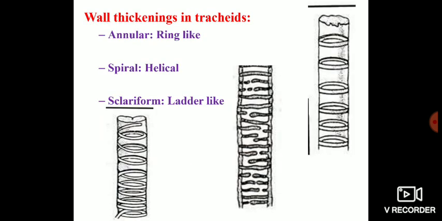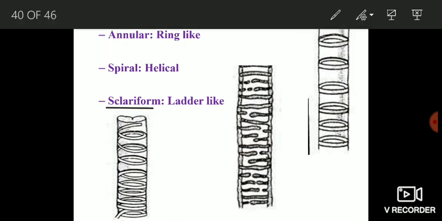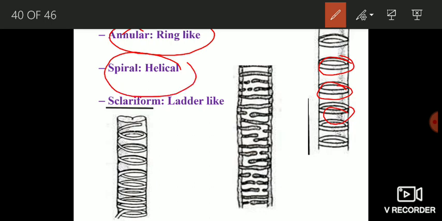Now, the pattern of wall thickness in tracheids. There are different types of tracheids based on how the secondary thicknesses are deposited, okay, depending upon the manner in which the secondary thicknesses are deposited. The first one is annular. Annular means ring-like. You can here see the secondary thicknesses are deposited in the form of rings. Second one is helical or spiral. They are deposited in the form of spirals. Third one is scleriform or ladder-like. The secondary thicknesses are deposited in the form of ladders. Okay, here you can see they are deposited. These white patches represent the secondary thickness.